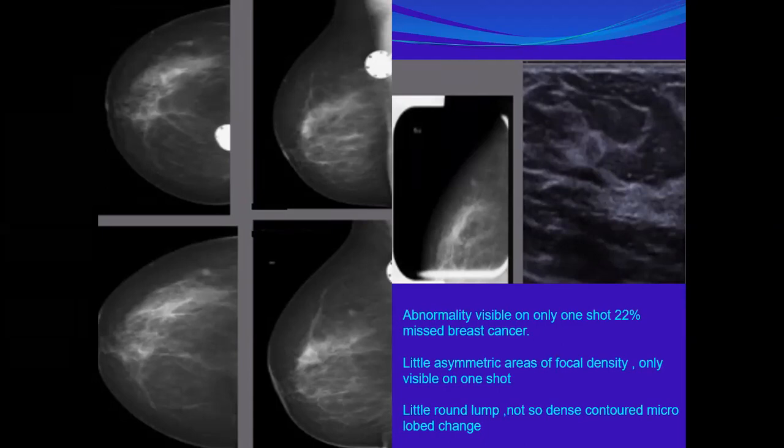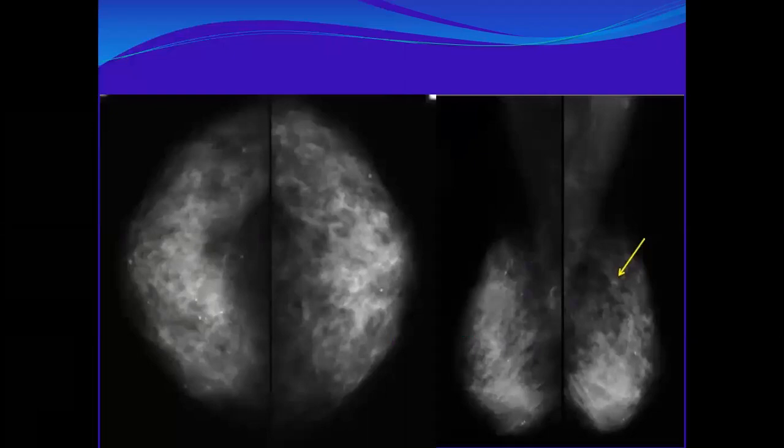Yeah, more conspicuous, more obvious, and even the size looks larger than the previous. So it is a progressing focal asymmetry, and this is a developing asymmetry, and in the spot magnification it is still present, not fading away. That means it is real. And ultrasound here demonstrates a small mass, and it was a cancer, you see. So this is early detected breast cancer.